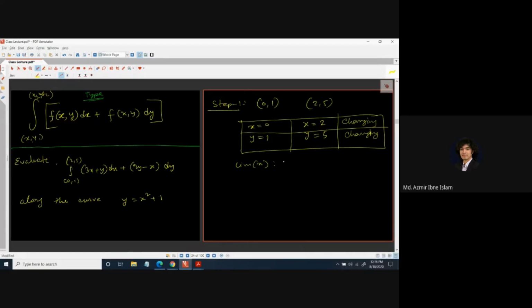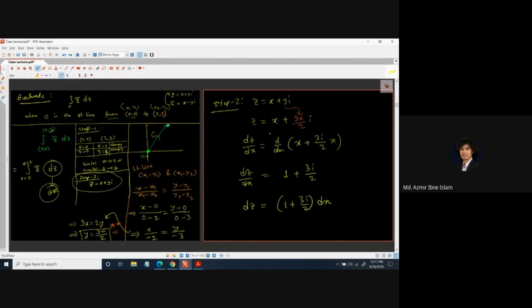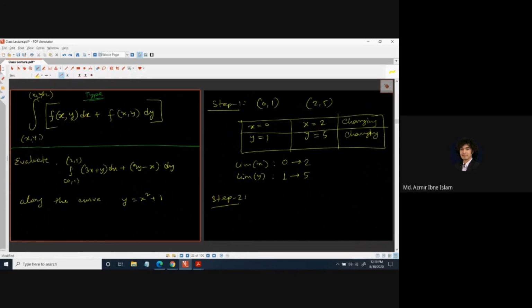If we take x as the limit, then the limit will be 0 to 2. And if we take y as the limit, it will be 1 to 5. Whatever we have done for previous problems, in step 2 we are working with z equal to x plus yi every time, then replacing y with the function, or y with a fixed value, or x with a fixed value. So we can take either of these. Let's work with x. Our function y equal to x squared plus 1 is given.